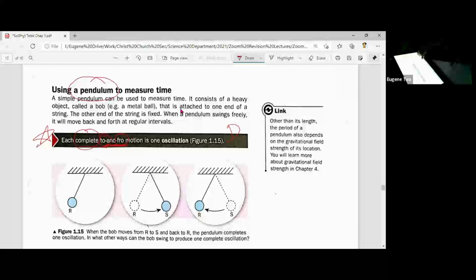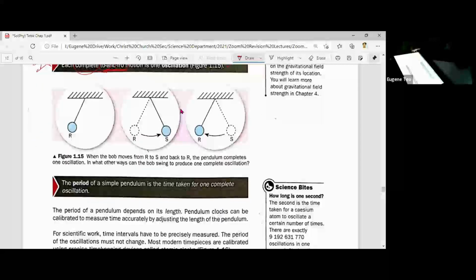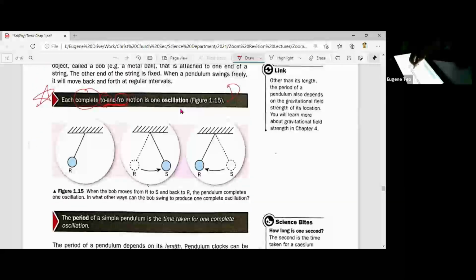Those of you who have done your pendulum practical just recently, some of you forget what a complete oscillation is, so please wake up your idea. This part, chapter 1, we covered before already. Now, once we know what an oscillation is, we can talk about period. The period is the time taken for one complete oscillation.